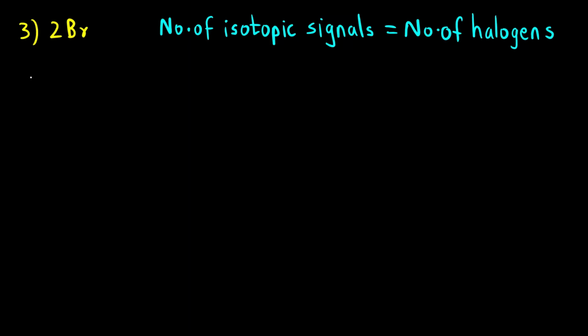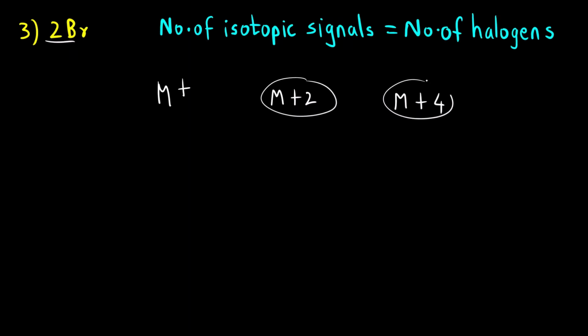Now 2 Br, now we can have different possibilities. One is the molecular ion peak, another we will get is M plus 2 and M plus 4. Here there are two halogens, so there will be two isotopic peaks. Now M plus means we have to use the lowest mass of the isotope. Two Br atoms are present, so for both the Br we will take the lower value, that is 79Br, both with atomic mass 79. Now what we have to do, we have to increase the mass by 2 units.